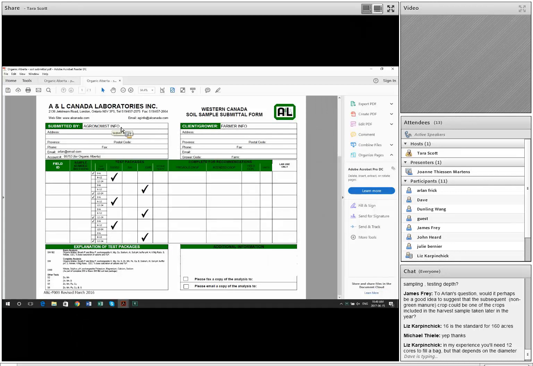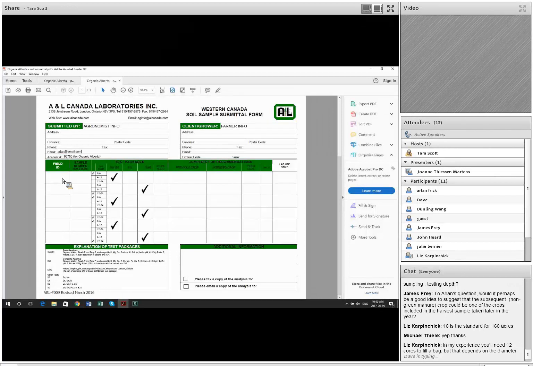Great. Thank you. So I just wanted to point out that in the information that you're included, where you have submitted by, please put your full name in there, like where it says agronomist info. And then for client grower, please put in all the farmer information, so you can put in their name. It's really important to put in an email. I just put in an example here. For example, one of our agronomists is Arlen, so just a fake email there for him, so that you put in an email, and then that way that will be received by that agronomist. And it's really important to put the account number, so this way it gets charged to Organic Alberta.